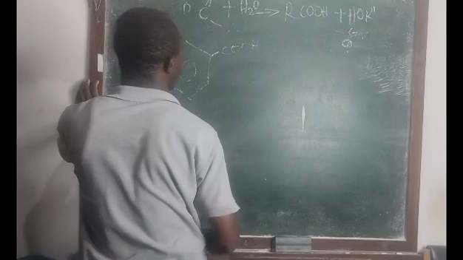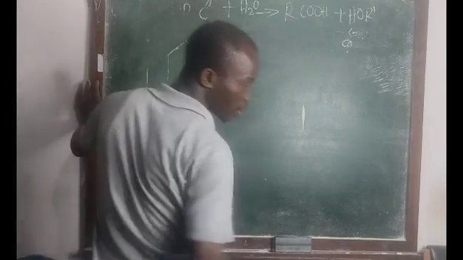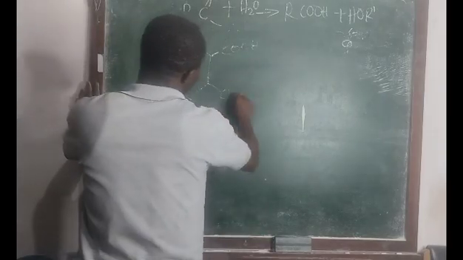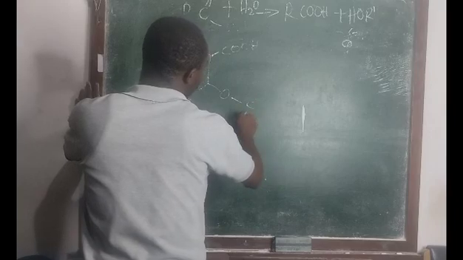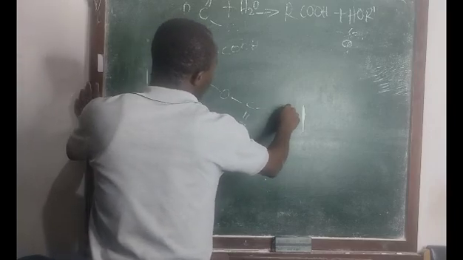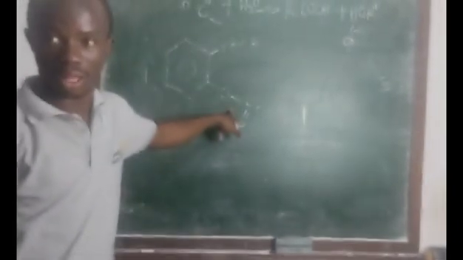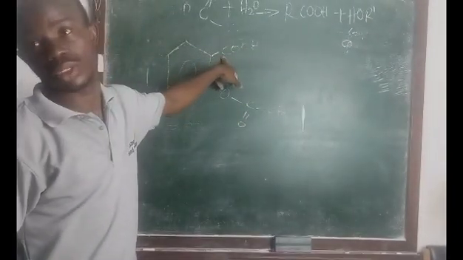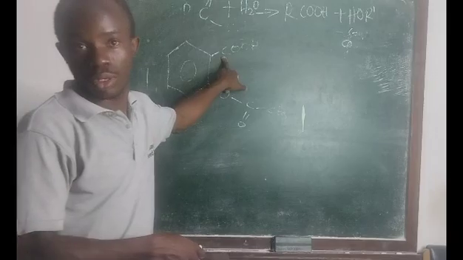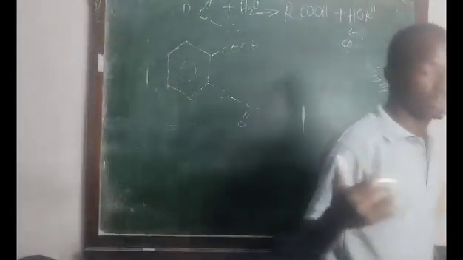COOH. And we have O. We have C double bond O. And we have C2. This is aspirin. So this is an ester. At the same time, a carboxyl group.